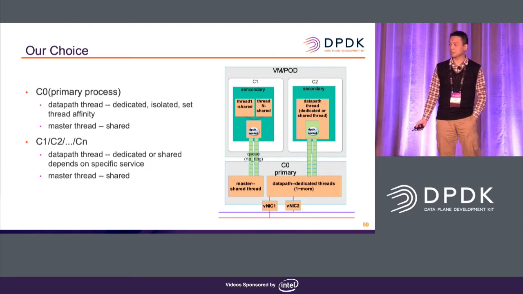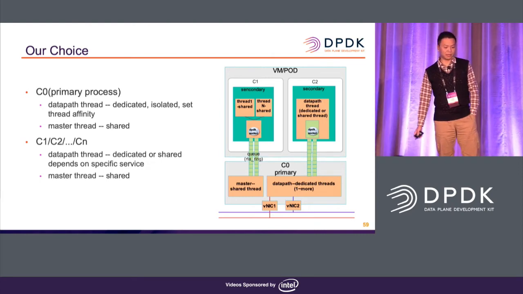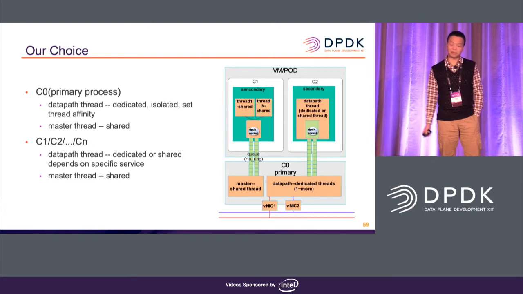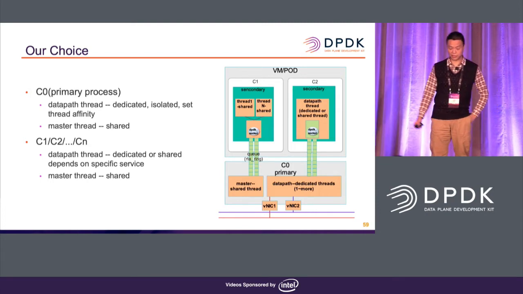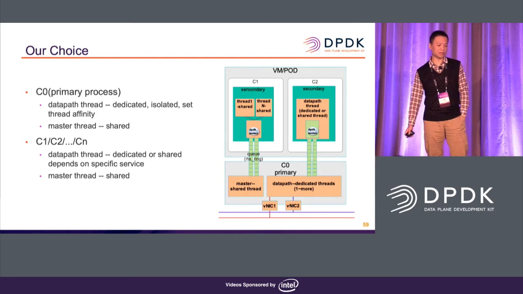In C1, C2, and Cn, whether the data path thread is dedicated or shared depends on the specific service. Sometimes they may ask for high performance, and they will use dedicated. Otherwise, it's shared. And the master thread uses shared too.